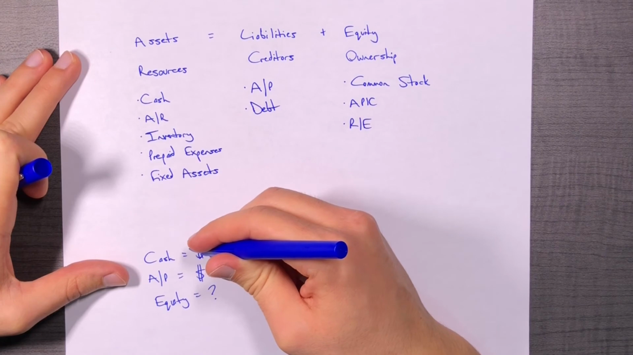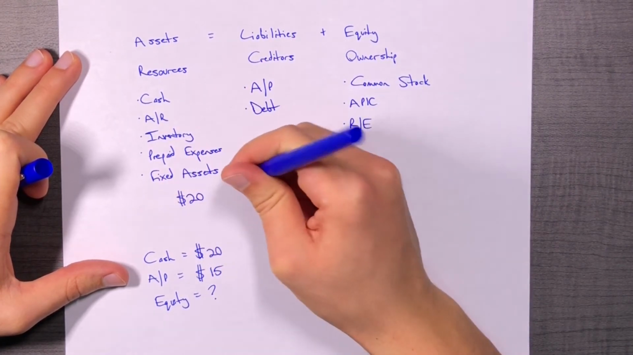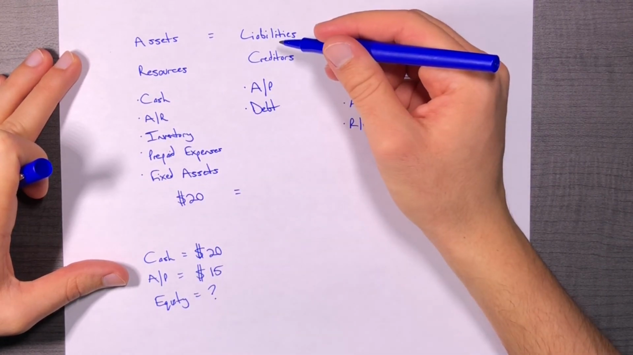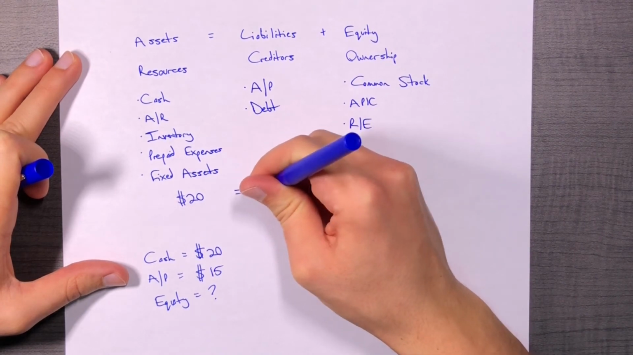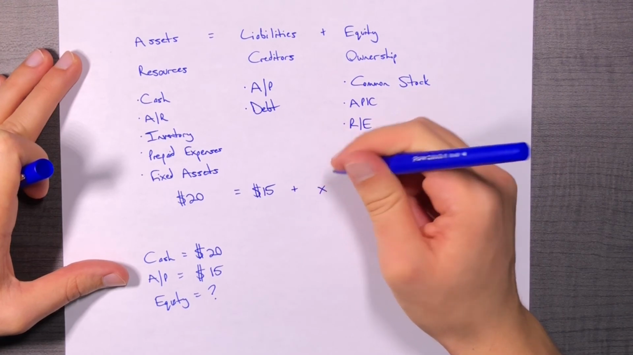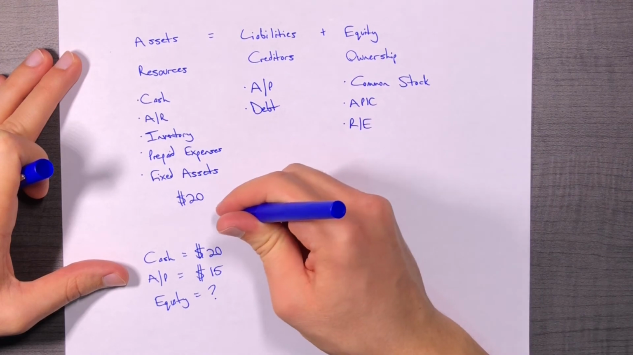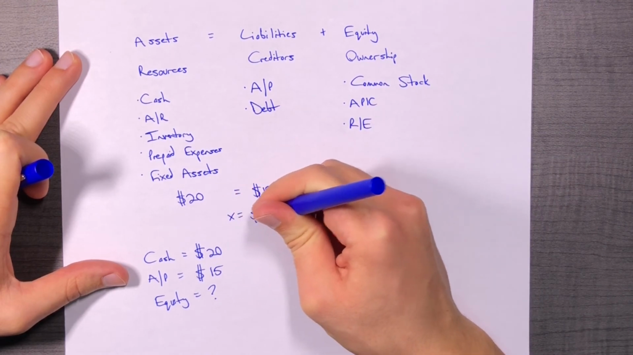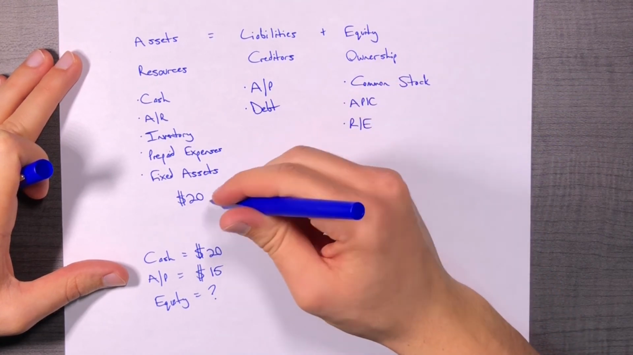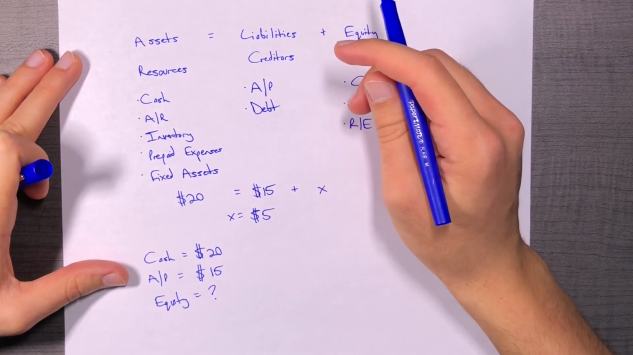So we'll start with cash. Cash, as we discussed, is an asset. So on the left-hand side, I have $20. Accounts payable is a liability we owe to our creditors. So on the right-hand side, we have $15 for liabilities. And what we're trying to do is find this X, which is our equity. So very simply, if we do some basic algebra, we can see that X equals $5, or our equity equals $5. And if we double check our work, we can see $20 equals 15 plus 5, which is 20. We have $20 equals $20.